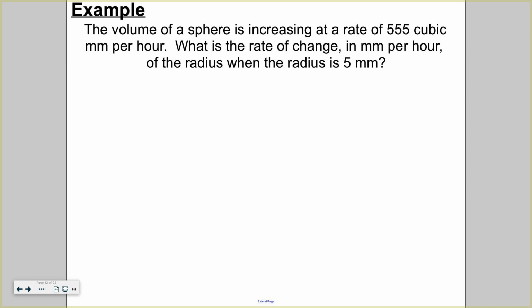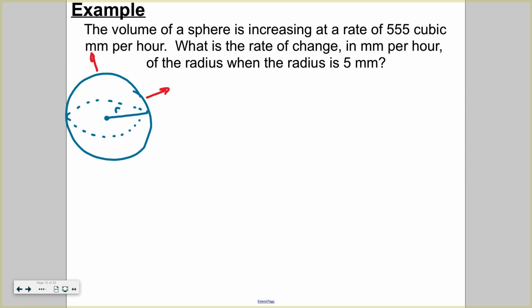All right, so I'm going to do my best to draw a sphere here. Not a bad sphere, but not an awful sphere. It looks more like a giant eyeball. But again, the sphere is going to have a radius. And we know that the volume of the sphere is increasing. So we can draw those arrows to represent increasing.